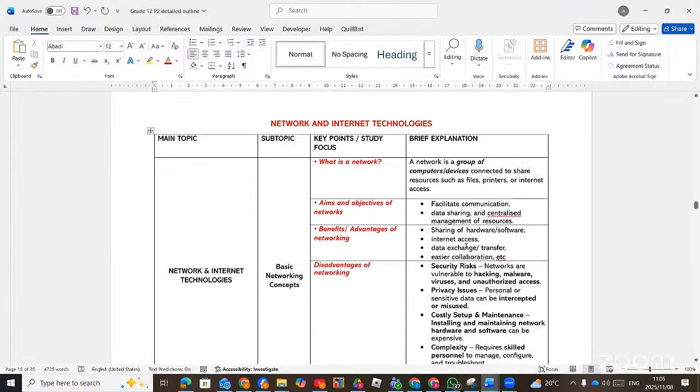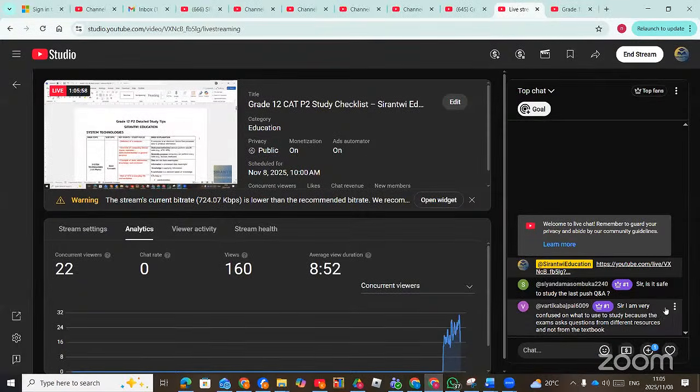Right, let me check if there's no question. Then I'll move straight to network and then internet technologies. After the lesson, I will break them down also. Let's check if there are no questions. Someone says, is it safe to study the last push? Yes, you can with this note here.